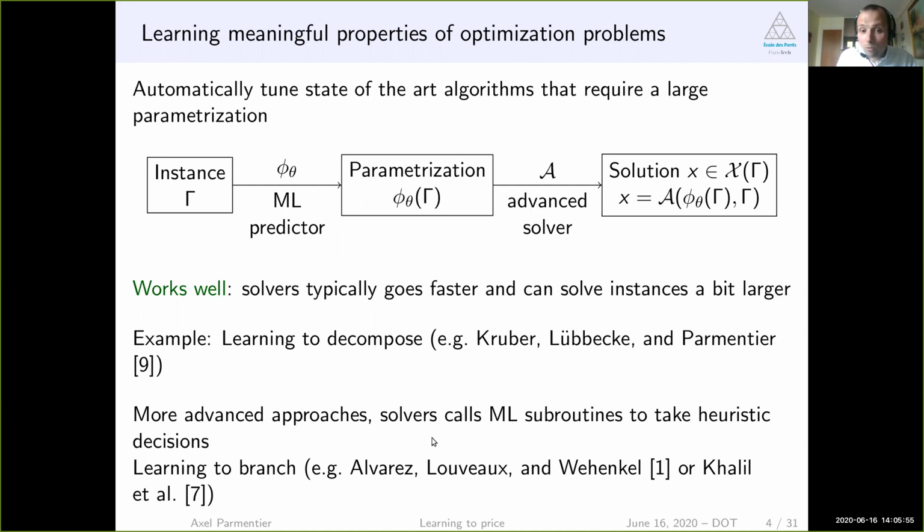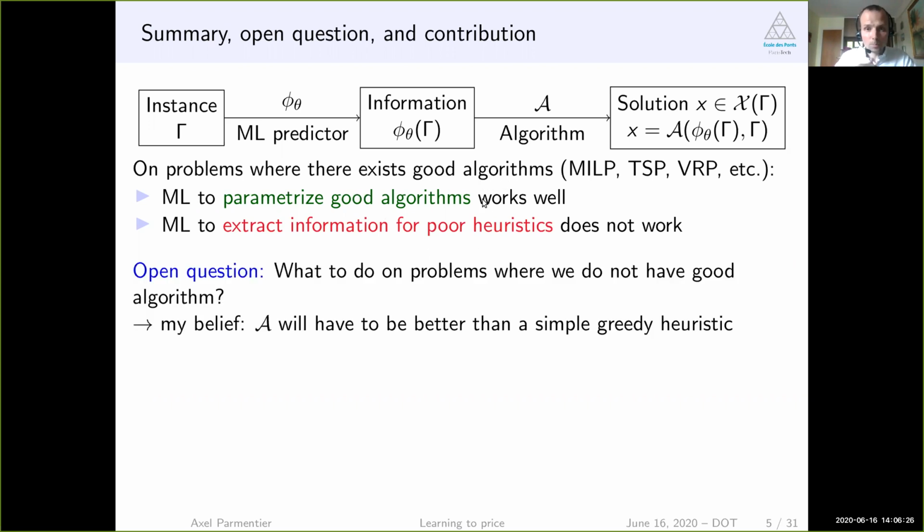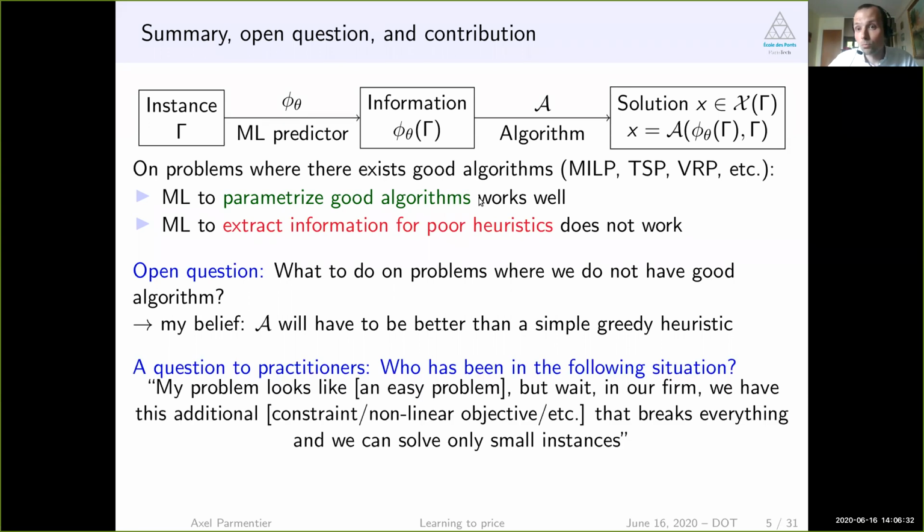But there are several contributions along that line. But one of the situations I want to address today is not exactly that one. I just want to do more than parameterizing good algorithms. I want to be able to have good heuristics for problems that would be hard problems that we do not know how to solve in practice. And I'd like to ask you the question, if some of you have been in the following situation. You are considering an operations research problem. It comes, as a practitioner, from the industry.